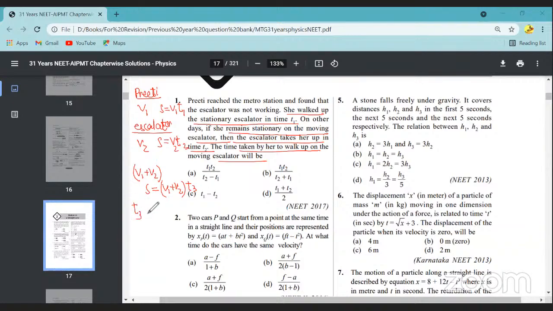So how much will T3 be? T3 will be S by V1 plus V2. Now put in V1. How much is V1? From here, V1 is S by T1. V2 is how much? Look from here, S by T2. So this comes out to be T1 T2 divided by T2 plus T1.